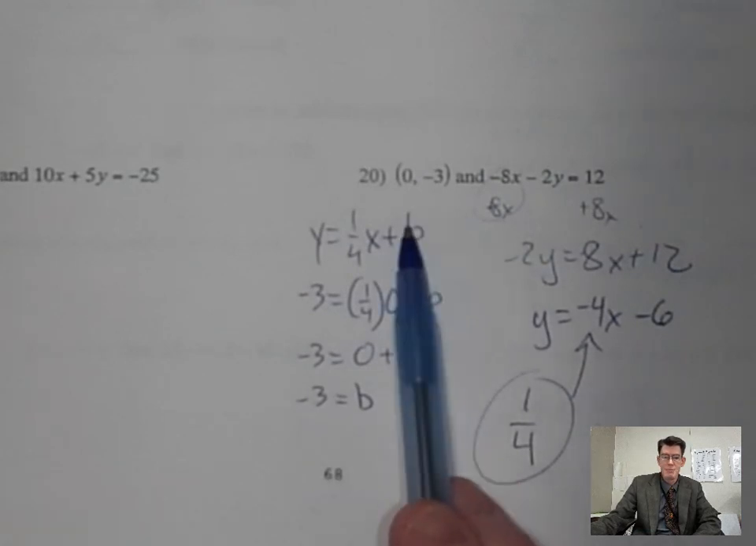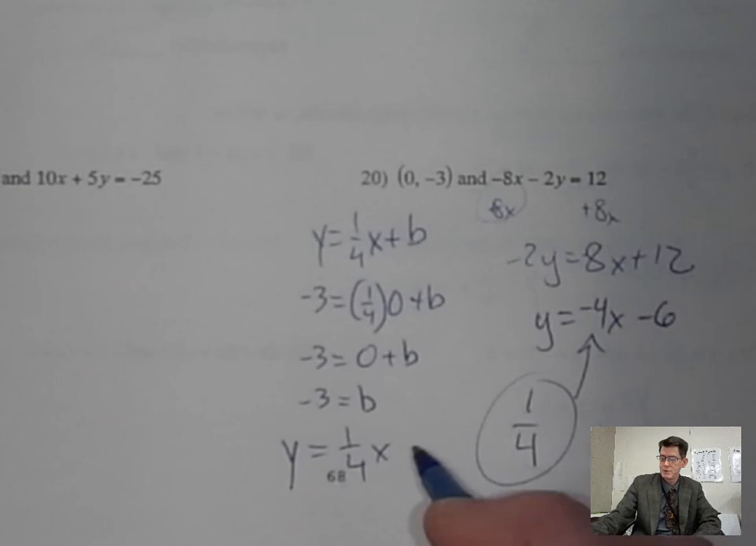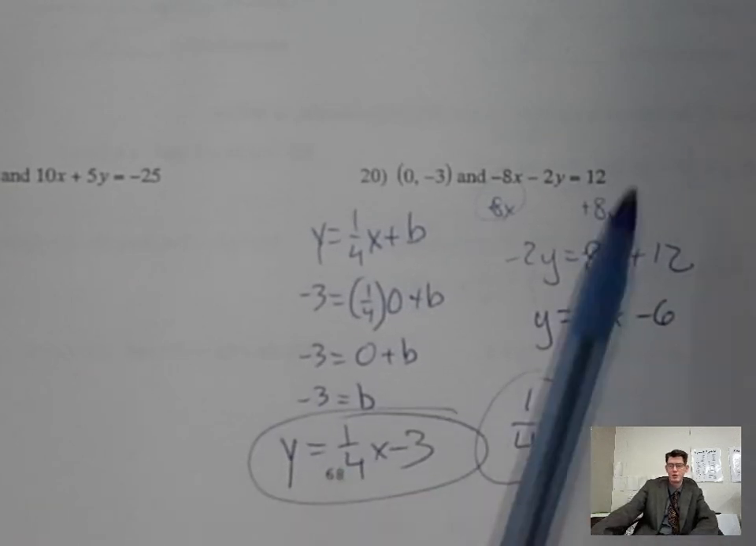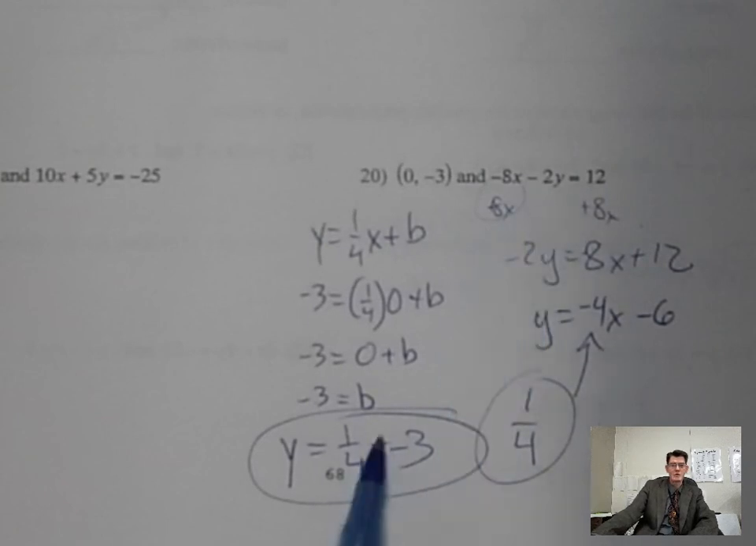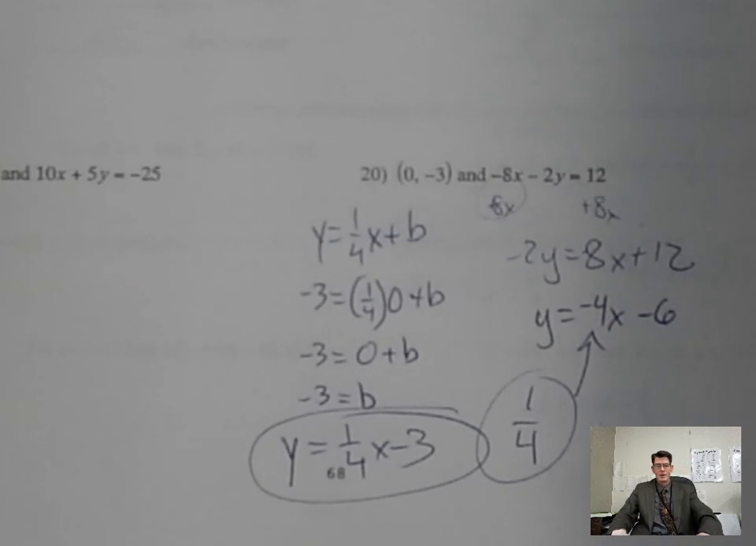Put that b back in place. So y is 1/4 x minus 3. And that is the equation of a line perpendicular to this line. You can go to desmos.com if you want to type this in, and see that they are in fact perpendicular. And there you go.